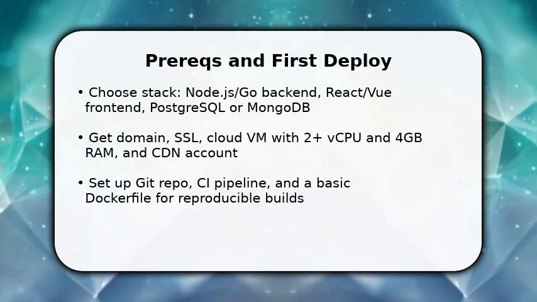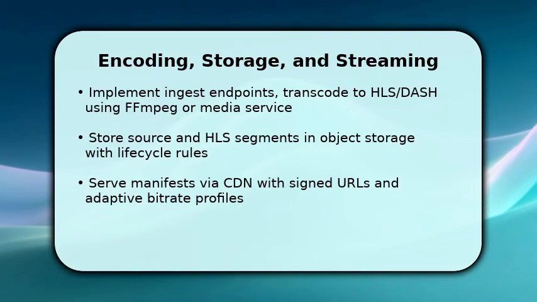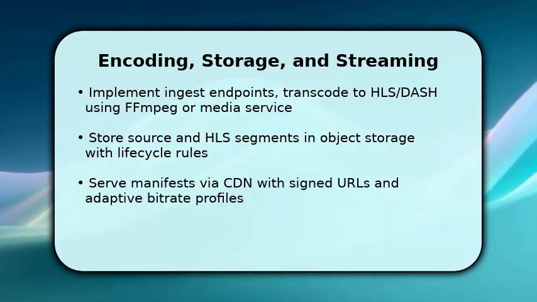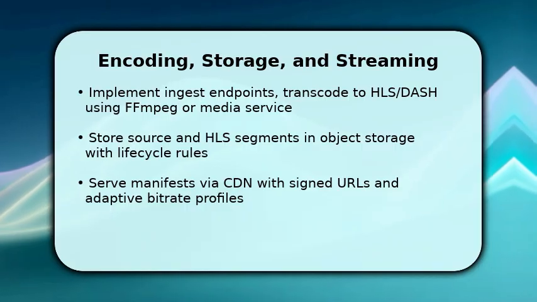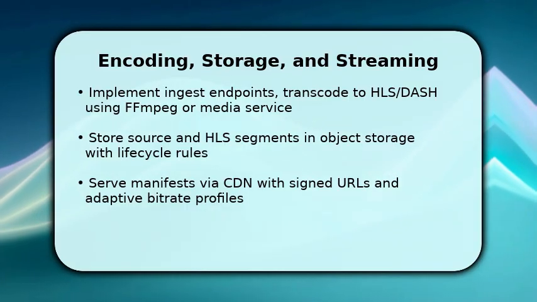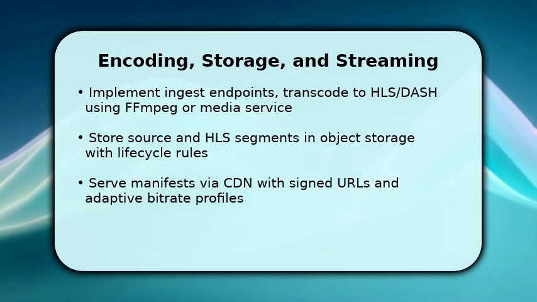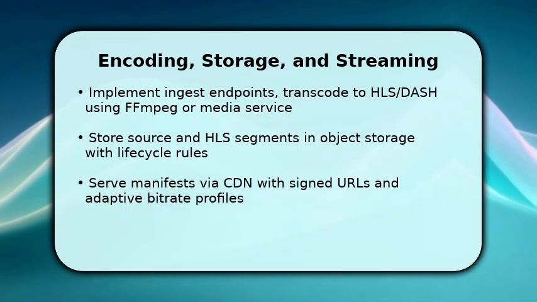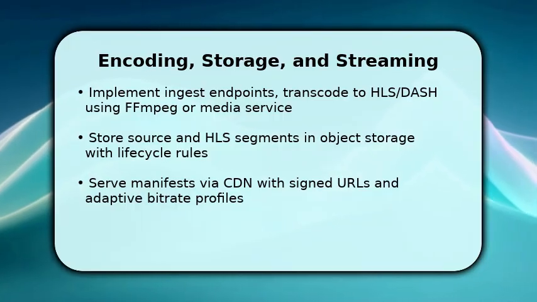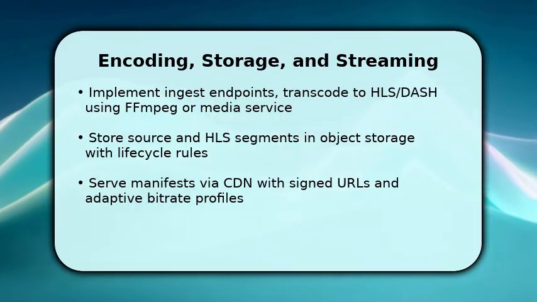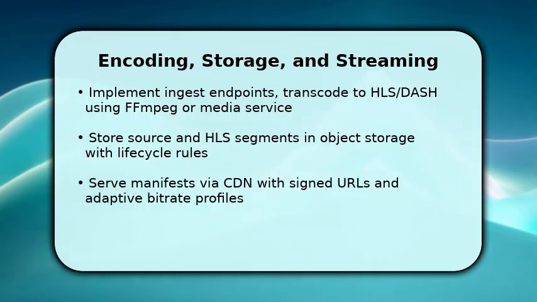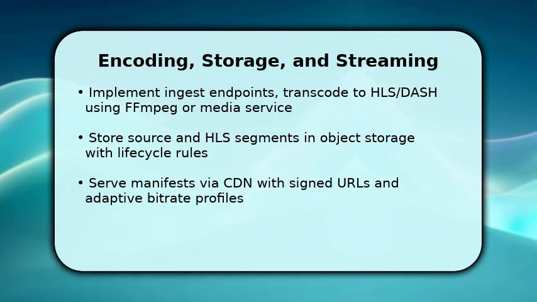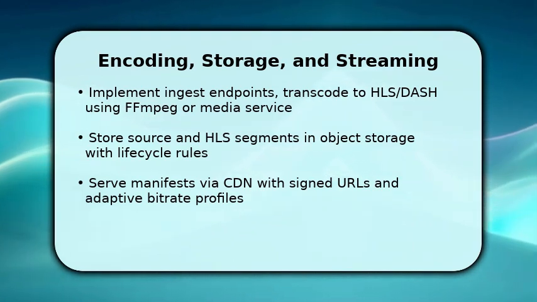Now move into media processing and delivery. Implement authenticated ingest endpoints to receive streams, then transcode into HLS or DASH using FFmpeg or a managed media service. Once done, push source files and generated segments to object storage with lifecycle rules to control cost. Set up adaptive bitrate profiles and create manifests, then publish them through your CDN. Make sure to use signed URLs and short TTLs to protect content.